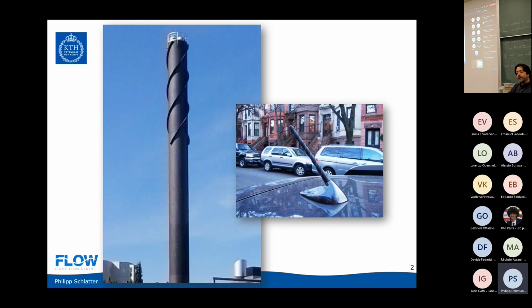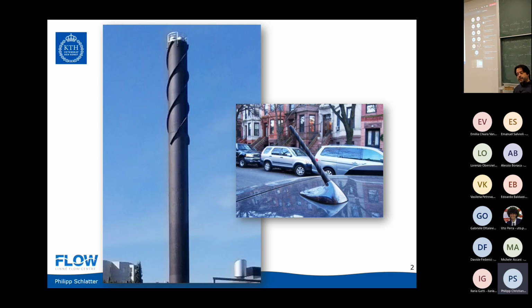Essentially what the spirals do is break the coherency of the vortices. So you will not get a coherent pattern where everything goes to the left, everything goes to the right, which would then be quite strong forces on the structure, which of course leads to either destruction of it, or maybe in a car you would really start to vibrate this antenna.